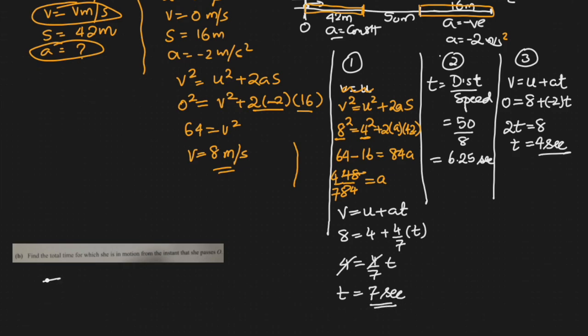So total time, they said total time, right? So our total time comes out to be 4 plus 6.25 plus 7, which is 10 plus 7, 17.25 seconds.